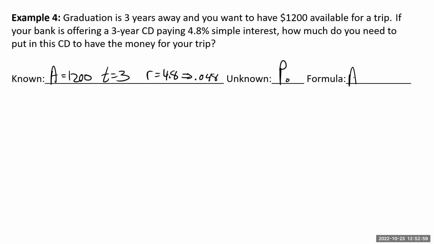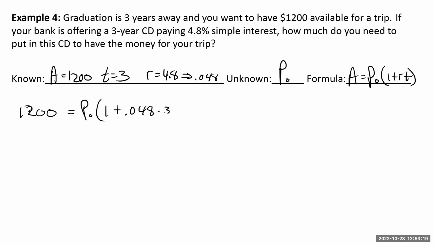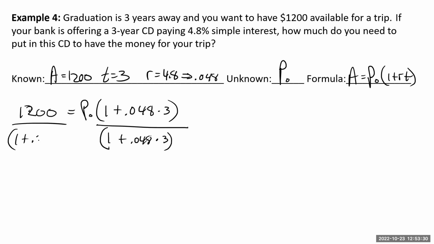So since I know the A value, I'm going to use the fact that A equals P sub 0 times 1 plus R times T. Subbing in here, we've got 1,200 is equal to P sub 0, which I don't know, times 1 plus 0.048 times 3. Now I want P sub 0 by itself, so I'm going to divide out the 1 plus 0.048 times 3. Let's divide that out on each side.